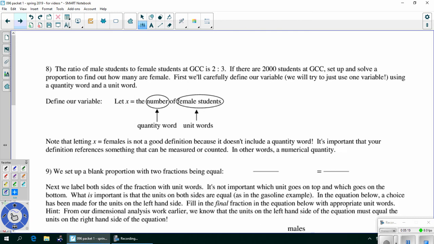If you read the problem very carefully, you will see that I am telling you exactly what I think the variable should represent. You are going to answer this question with the variable. So you can use X to represent the variable, but it is trying to answer how many students are female. So don't let X equal females, let X equal number of females. Always have to have a quantity word and a unit word. Don't forget that quantity word.